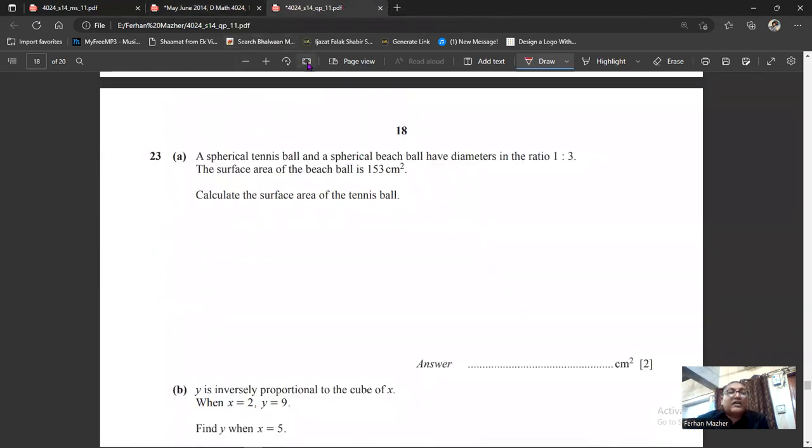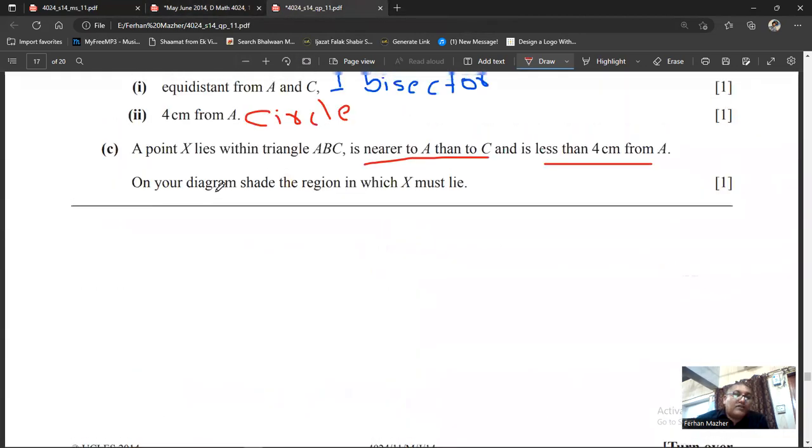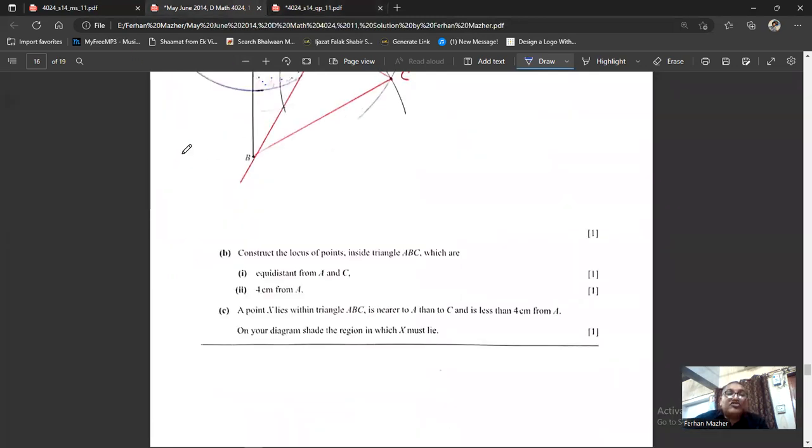The next question coming up on your screen is question number 23. We are done with this. A spherical tennis ball and a spherical beach ball have diameters in the ratio 1:3. The surface area of the beach ball is 153 centimeter square. Calculate the surface area of the tennis ball. Very simple. They are similar to each other.